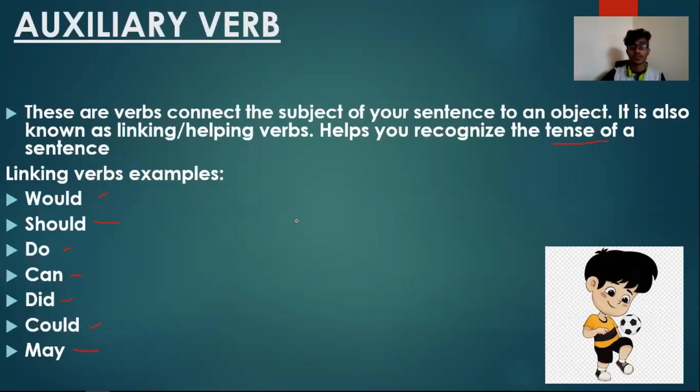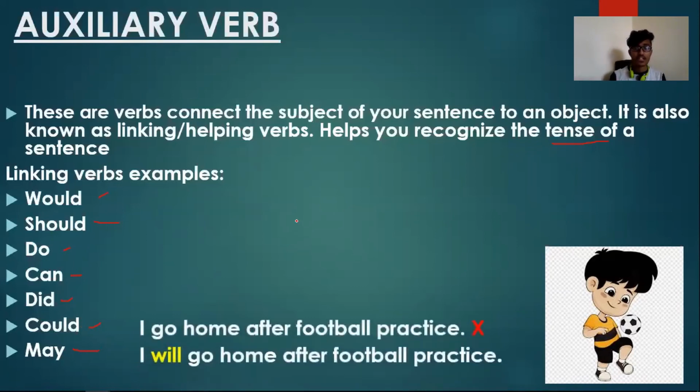Okay, now I will show you one sentence. I go home after football practice. Now, this sentence is grammatically incorrect. So, if we were to correct this, it will be I will go home after football practice. Now, what I meant by saying it helps you recognize the tense. I will go. So, what tense would that be? Exactly, future tense, right? If you have any doubt, again, refer to Samarth's video on tenses. It'll be clear for you. Okay, and also, will over here is the auxiliary verb. It connects the subject and the remaining part of the sentence.